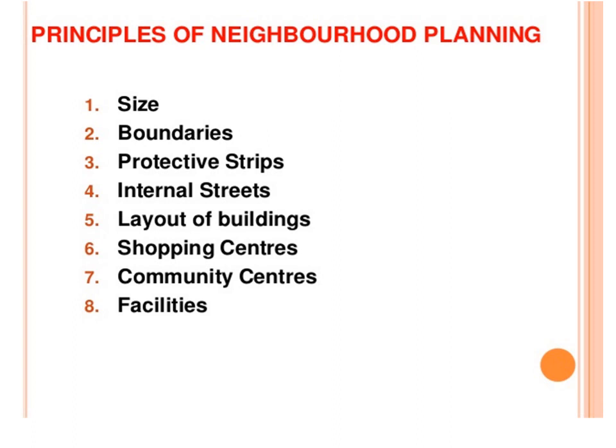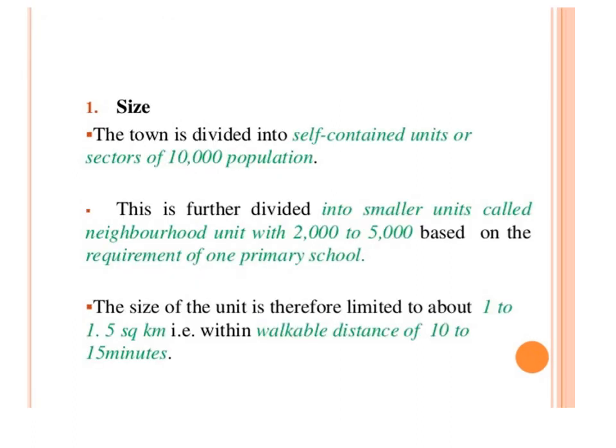It serves as a neighborhood principle in size, in which the town is divided into self-contained units or sectors of 10,000 population. This is further divided into smaller units called neighborhood units with 2000 to 5000 population, based on the requirement of one primary school. The size of the unit is therefore limited to about 1 to 1.5 square kilometer, that is within walkable distance of 10 to 15 minutes.